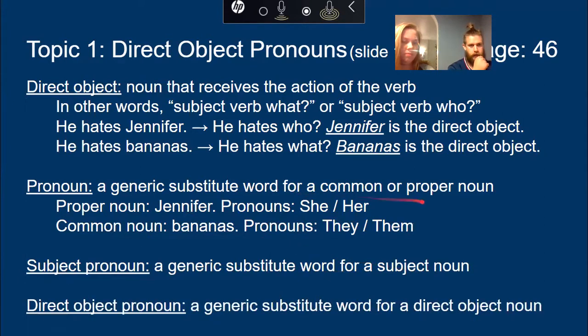And last one. Direct object pronoun. Hey, full circle. A generic substitute word for a direct object noun. So anything that is a direct object, if it's a common noun or a proper noun, you can switch it out for a direct object pronoun, like it or them or she. So it's going to come after the verb in English.